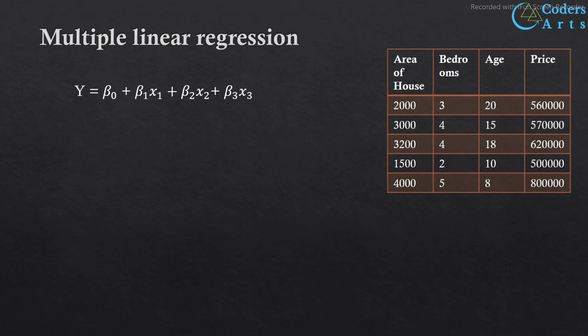Beta 0 is the intercept, and beta 1, beta 2 and beta 3 are the slope coefficients with respect to the independent variables. If we increase the value of x1 by 1 unit, then beta 1 says by how much it will affect the price, and similarly for beta 2 and beta 3. So this is a brief introduction to the multiple linear regression model.